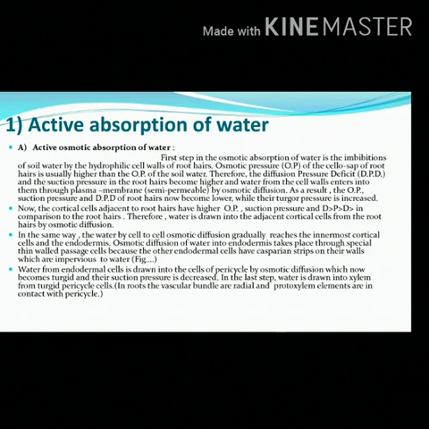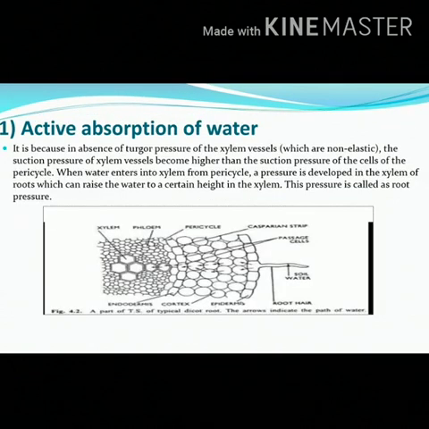Now when water comes inside the root hair cells, they become turgid, and the osmotic pressure, suction pressure and DPD of root hairs become lower. At the same time, cortical cells which are adjacent to root hairs have higher OP, higher suction pressure and DPD in comparison to root hairs, and therefore water is drawn into the adjacent cortical cells from the root hairs by osmotic diffusion.